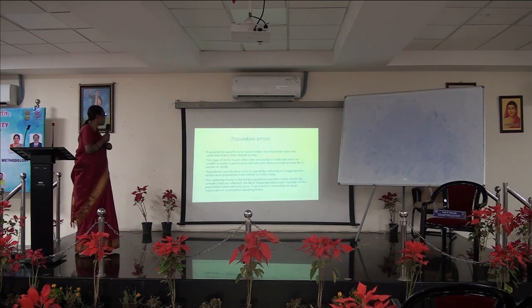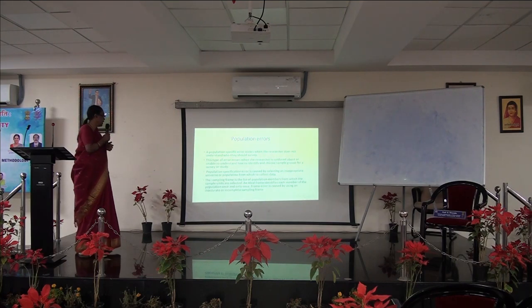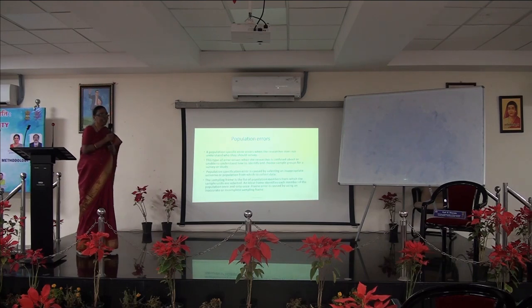This type of error occurs when the researcher is confused about or unable to understand how to identify and choose sample groups for a survey or a study. That is, if you are not clear about your population, then this problem arises. Population specification error is caused by selecting an inappropriate universe or population from which you want to collect the data.